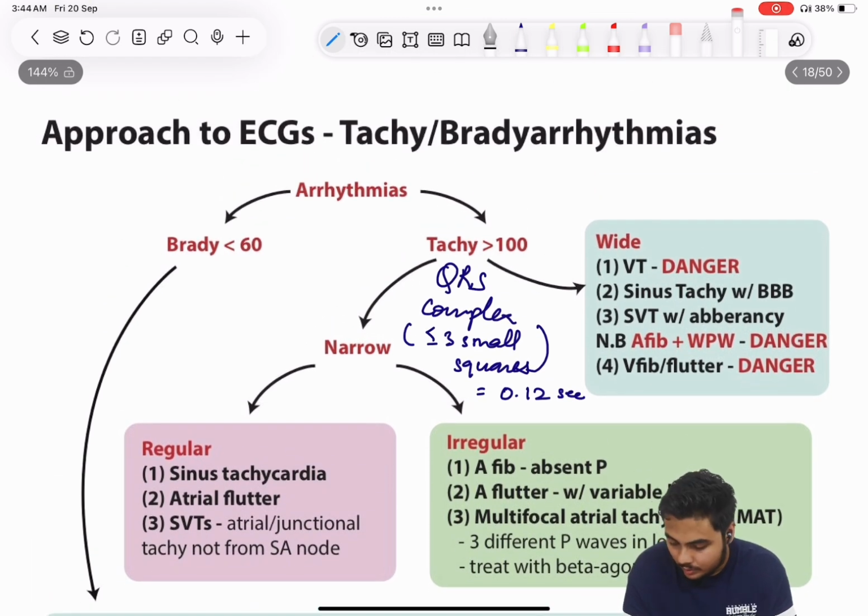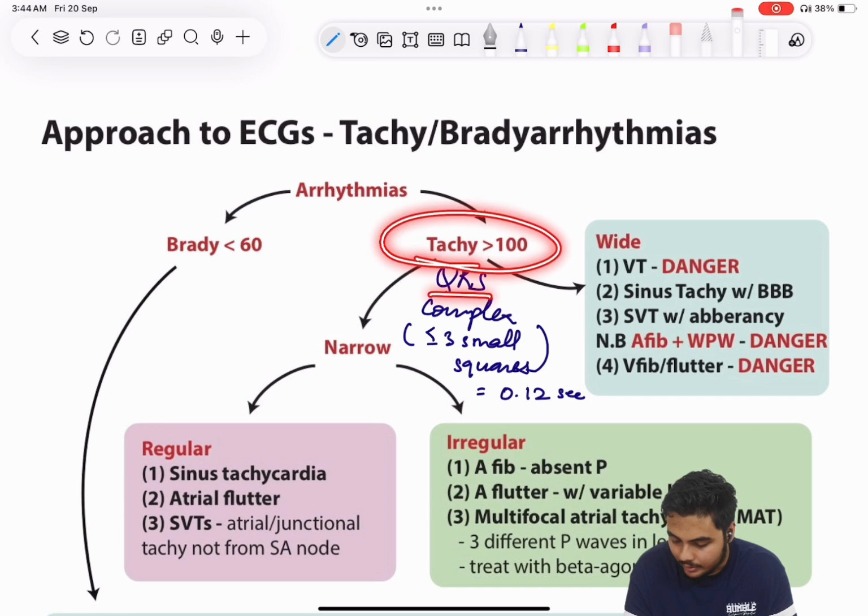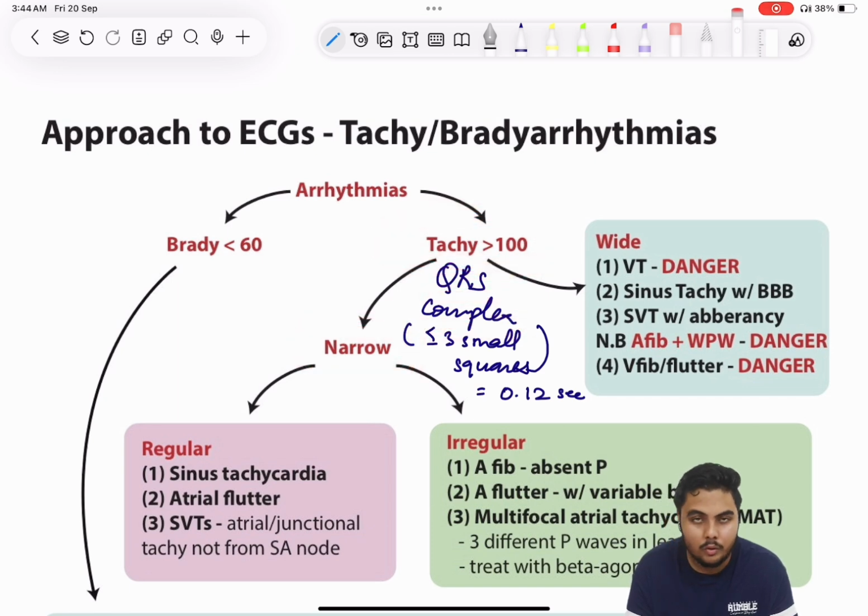Okay, so a patient was having tachycardia. We interpreted the QRS complex. We found out the QRS complex is narrow because it is less than 3 small squares. After knowing it is narrow, we have to see the rhythm. We found the rhythm to be irregular.